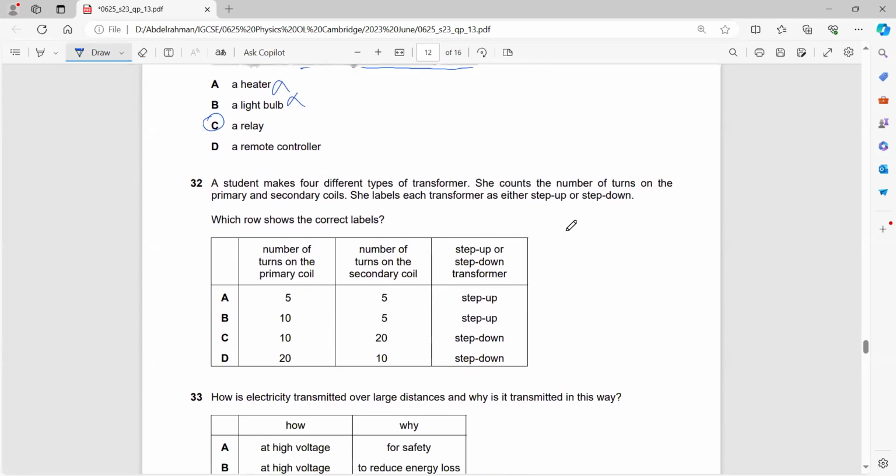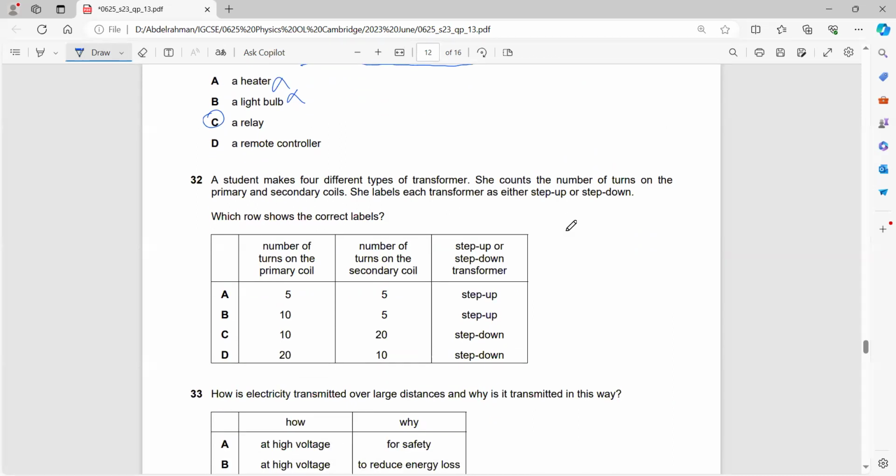A question: a student makes four different types of transformers. She counts the number of turns on the primary and the secondary coil. She labels each transformer as either step up or step down. Which row shows correct labels? Primary, secondary: five and five. It didn't increase or decrease, so this would be wrong. 10 and then 5: it decreased, so it's not step up, it's step down. 10 and 20 should be step up. 20 and 10 step down. Yes, this is good. The number of turns has decreased, so this is a step down transformer.